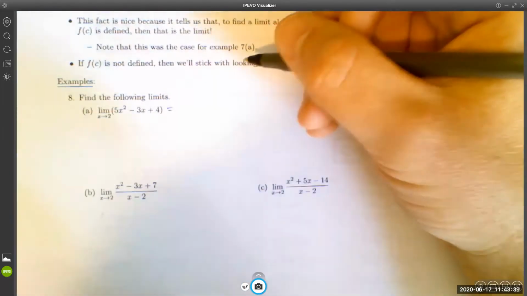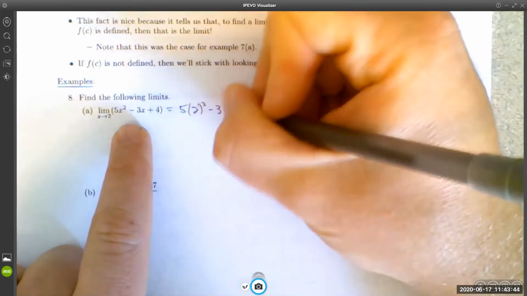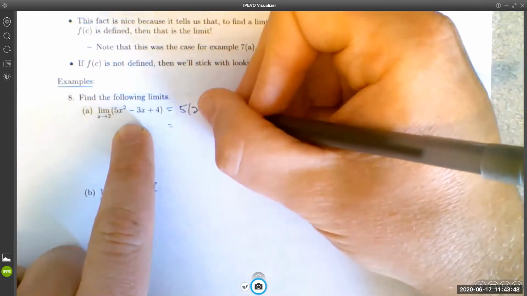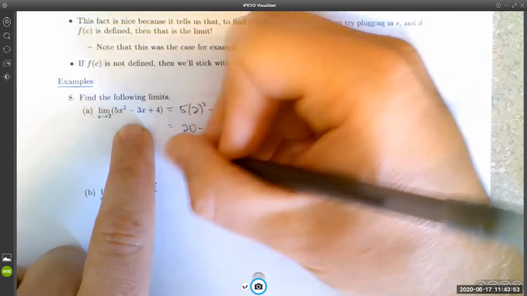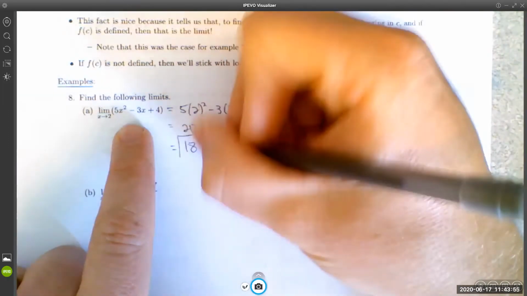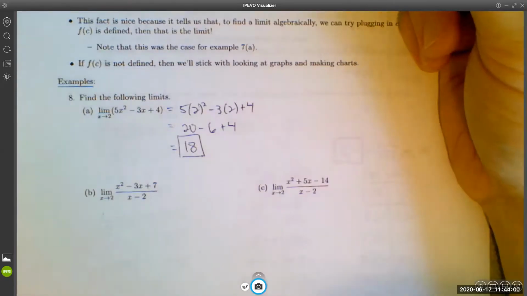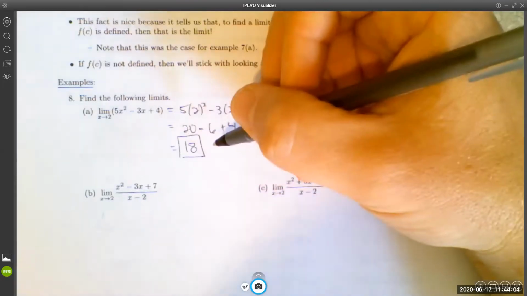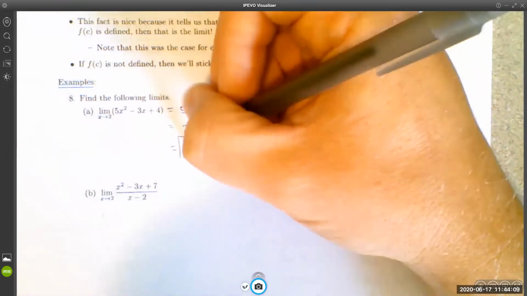So for example, if we plug in 2 here, we get 5 times 2 squared minus 3 times 2 plus 4. 2 squared is 4. 4 times 5 is 20. So you get 18, right? That is the limit. Okay? You don't have to make any charts or look at any graphs. You can be confident that that is the limit of that function. Okay? And that happens anytime you plug in this number and you get a number back out, right?